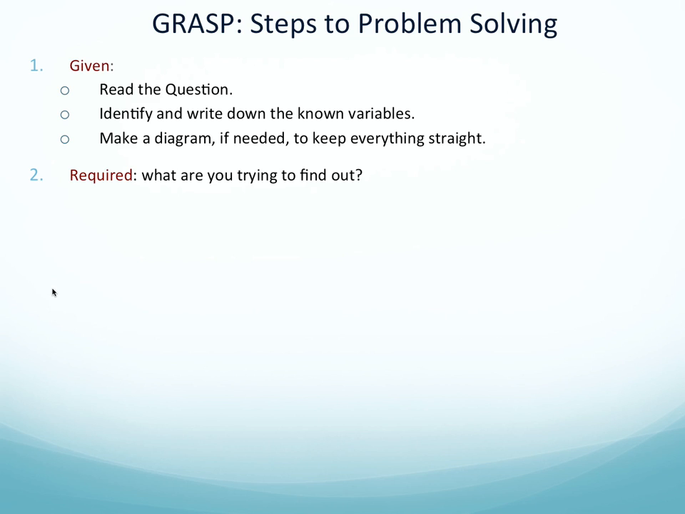The next thing that you'll do is write down what's required. This is what you're trying to find out. So if the question is asking, for example, the displacement, you'll write down a D and a question mark.